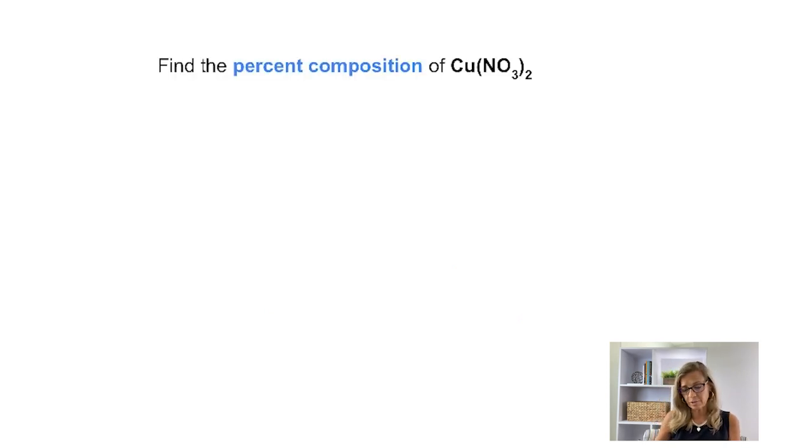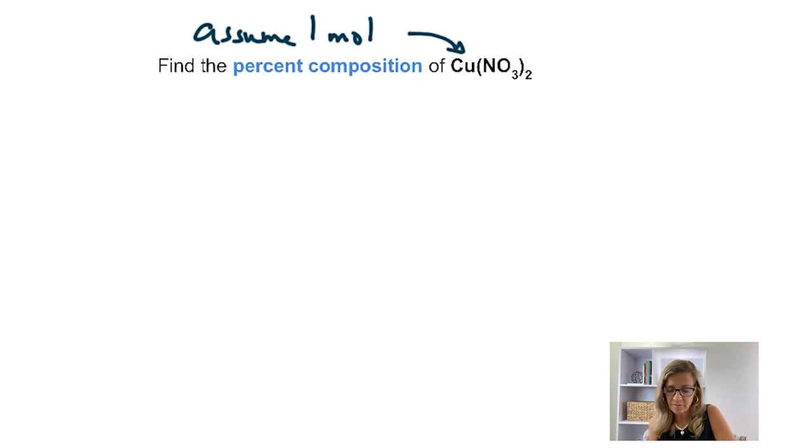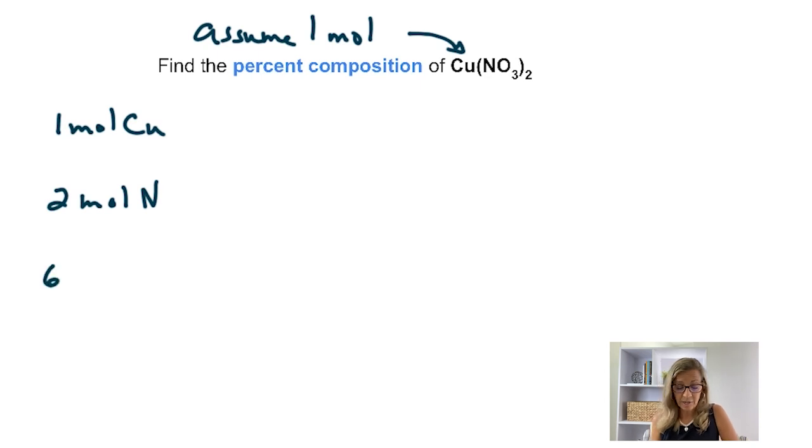So how do we get those numbers? Well, let's do an example. This compound, copper(II) nitrate, is made up of copper, nitrogen, and oxygen. So what I want to do is first assume 1 mole. Let's say I have 1 mole of my compound. Well, if I have 1 mole of compound, I have 1 mole of copper, and then I have 2 moles of nitrogen, and 2 times 3, or 6 moles of oxygen.